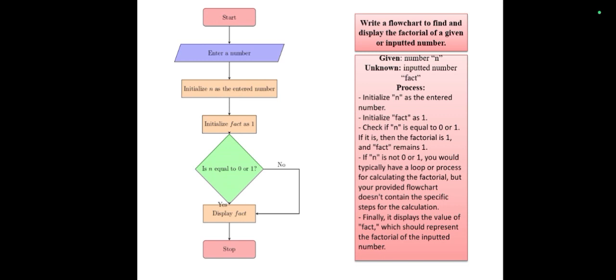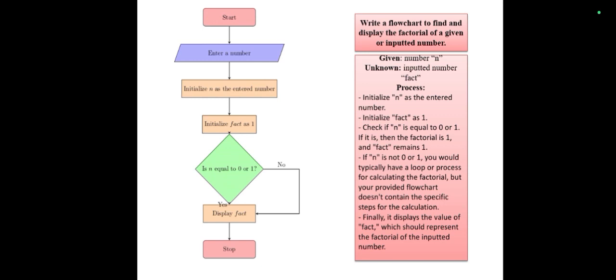So our given here is the number, and I'm going to give it a variable name n. The unknown is the factorial of the inputted number, so I'm going to give this a variable name fact. The process is: first, initialize n as the entered number. Second, initialize fact as 1.